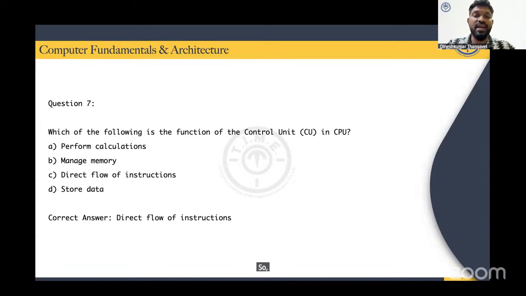So it directs, right? The basic functionality of the CU in the CPU is that it tells other components what to do and when. So it directs the flow of instructions. And I'm repeatedly telling you, performance calculation is the ALU. Managing memory is the memory controller or the OS. Storing data is registers or memory. So the right answer for this question is direct flow of instructions.